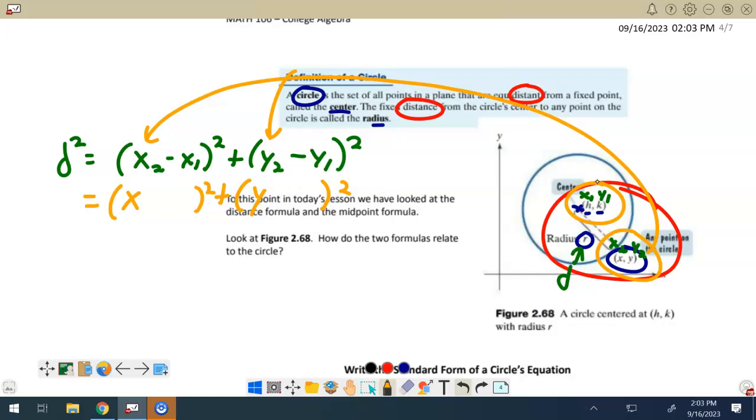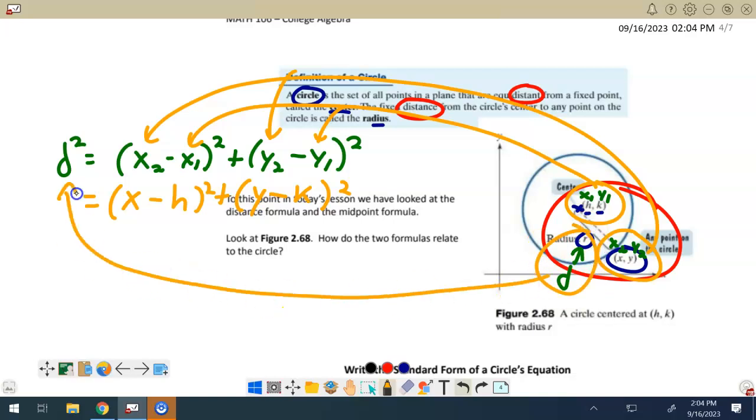which again, those numbers don't vary, right? That center is fixed, and it's going to be a certain number, it doesn't change. So we're using h and k to represent those. So h is the x coordinate of the center, k is the y coordinate of the center. And then for the distance, we are calling that r, that's the radius.